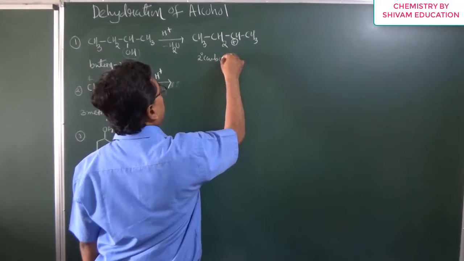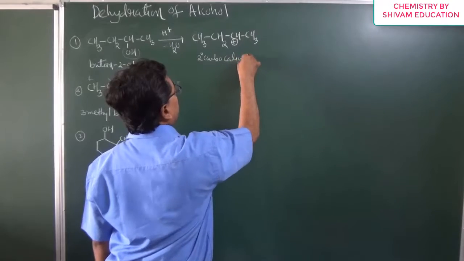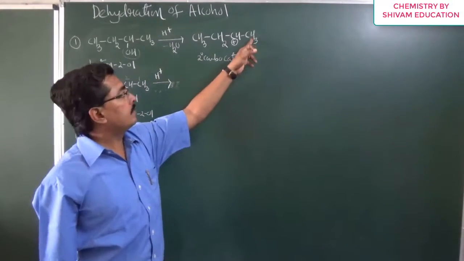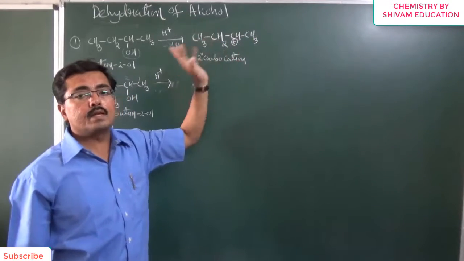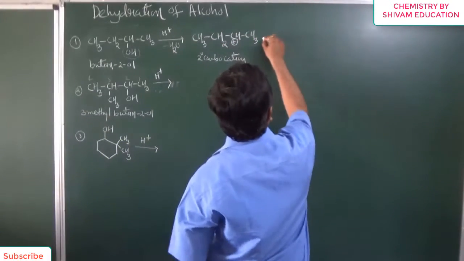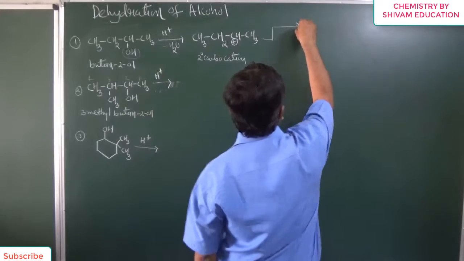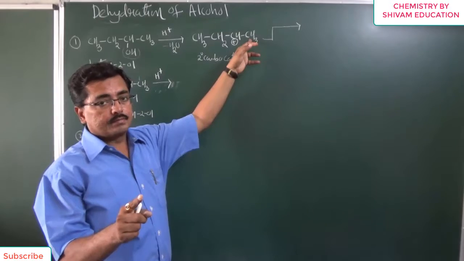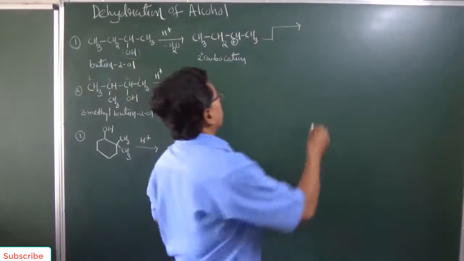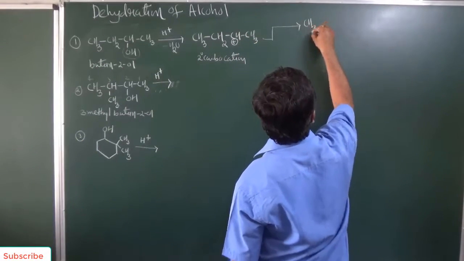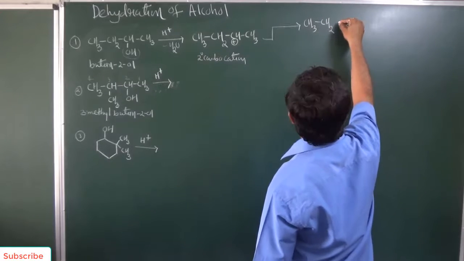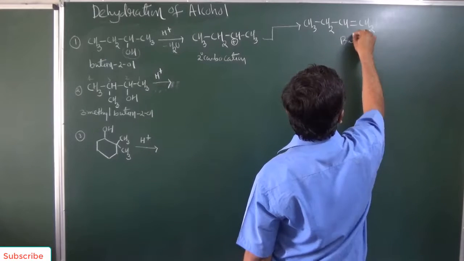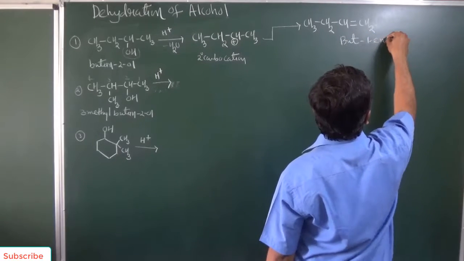Now what will be the product? Then we have two different possibilities. Either a hydrogen atom eliminates from this carbon atom or a hydrogen atom eliminates from this carbon atom. So we have two different possibilities. Suppose a hydrogen atom eliminates from the first carbon atom, then we get this type of product, CH3 CH2 CH double bond CH2, and the name of this product is but-1-ene.